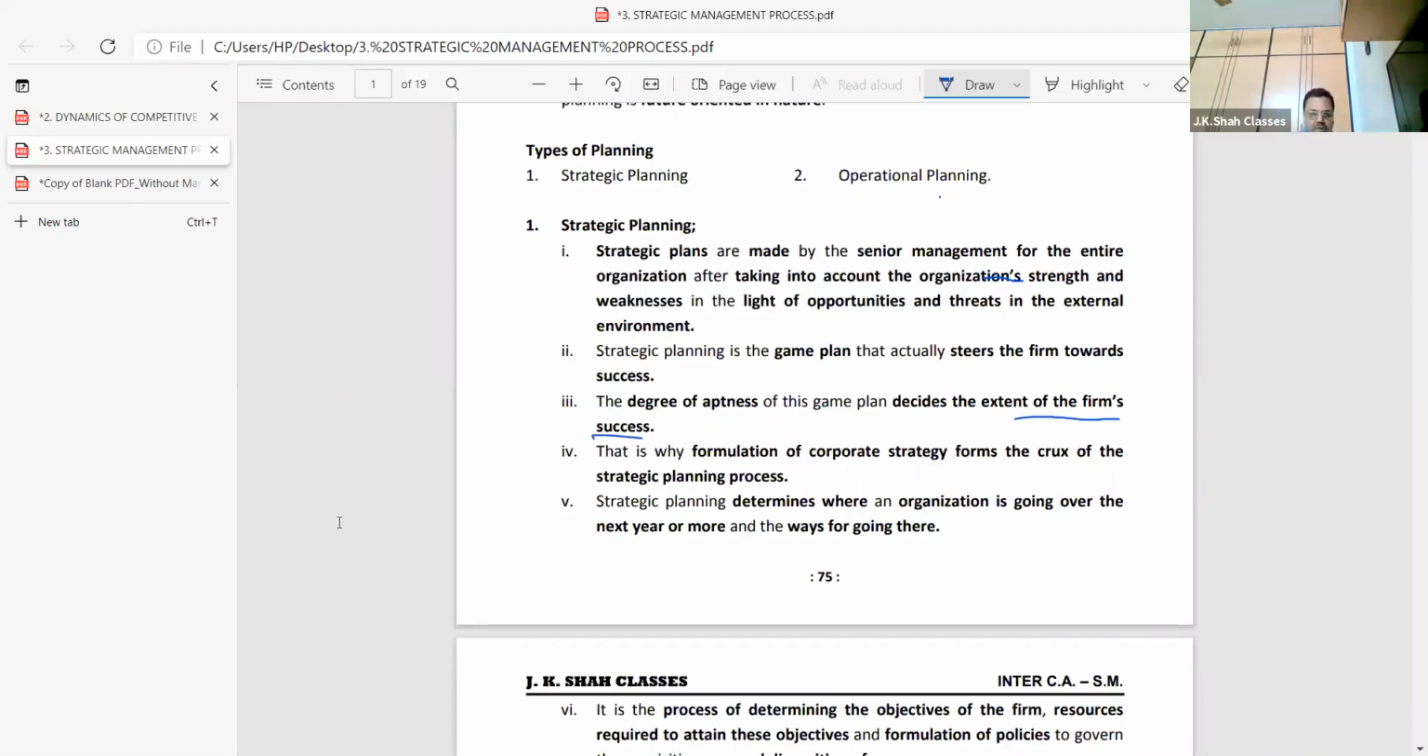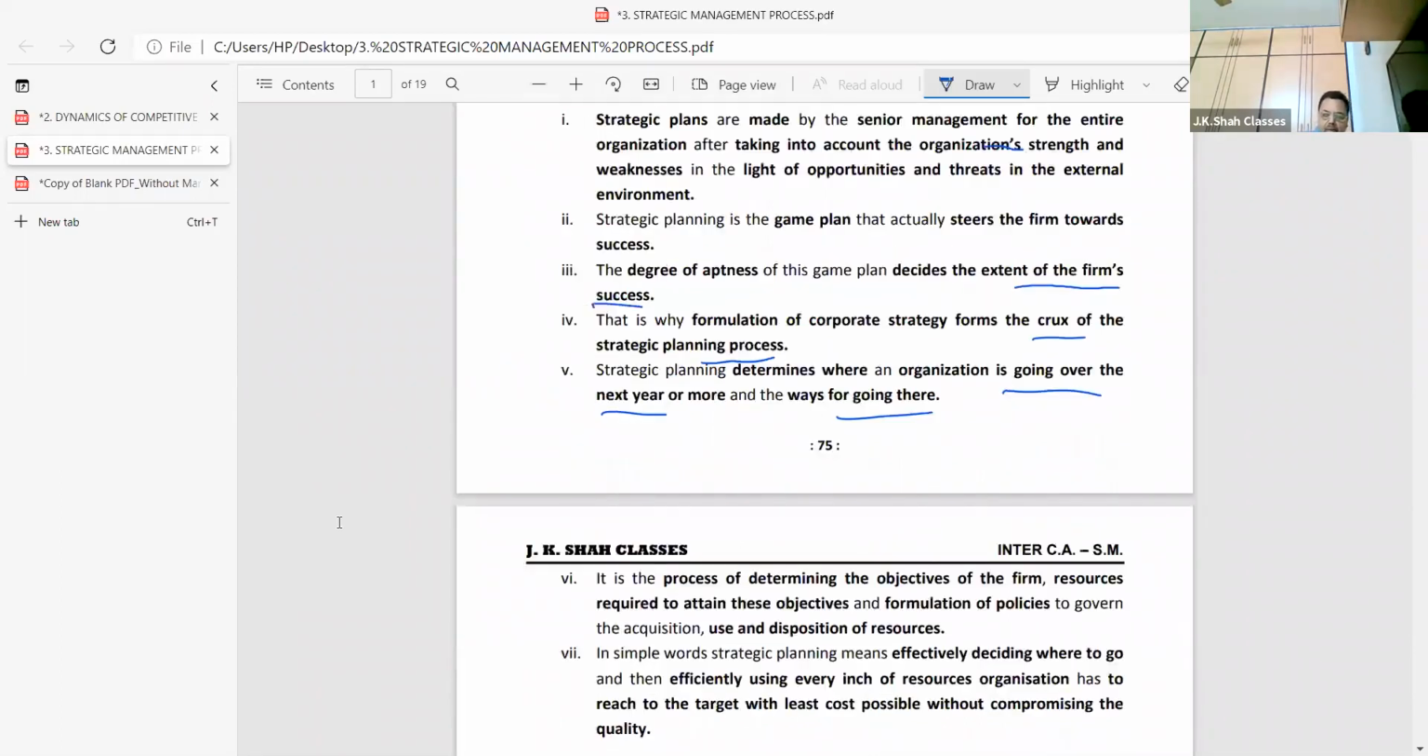Aptness of this. You know, many a time, students, it's quite easy to pass the buck. But big people, students, they take that responsibility. Ratan Tata will agree, sir, my mistake. Because students, you can't hold a company employee responsible for the Tata Nano problem. That is why formulation of corporate strategy forms the crux of the strategic planning process. Where an organization is going over the next year or more is known from the strategic plan. So this is very easy.